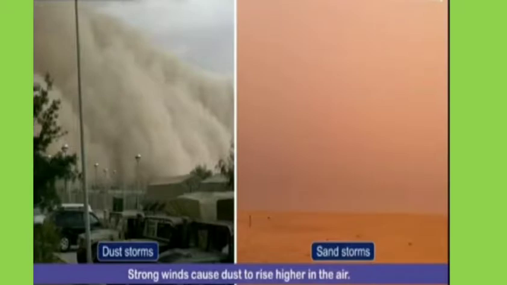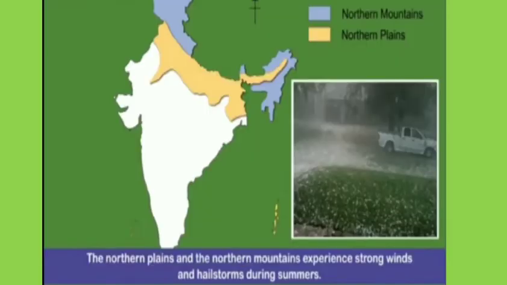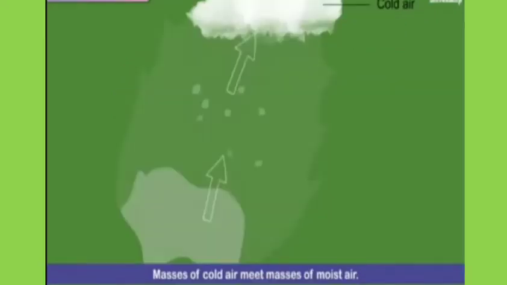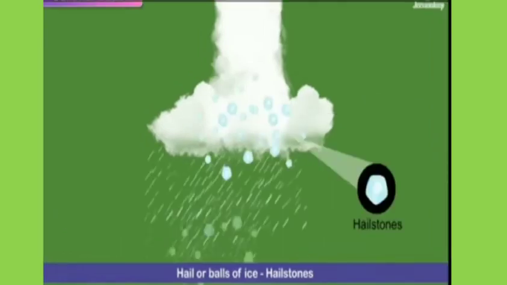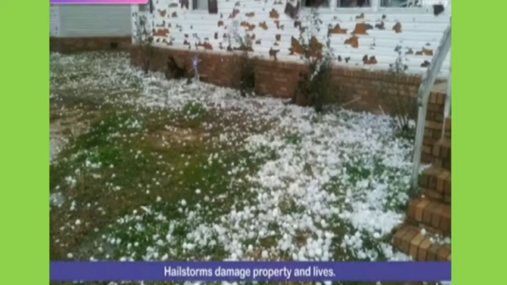Dust storms and sandstorms form when strong winds cause dust to rise higher in the air, thereby resulting in much destruction and damage. Sometimes the northern plains and the northern mountains experience strong winds and hailstorms during summer. These occur when masses of cold air meet masses of moist air. During the storms, hail or balls of ice called hailstones fall in huge quantity. Many times hailstones damage property and people's lives.